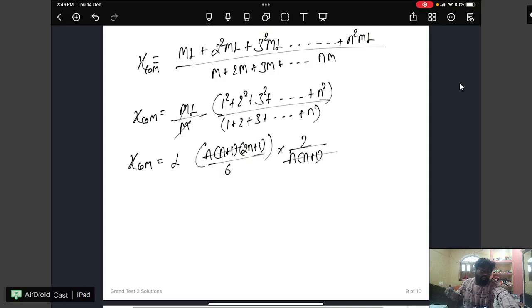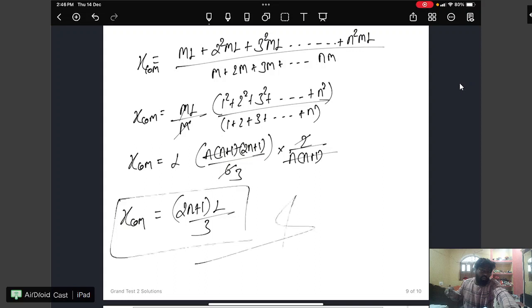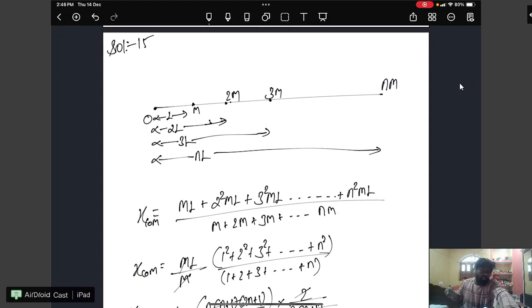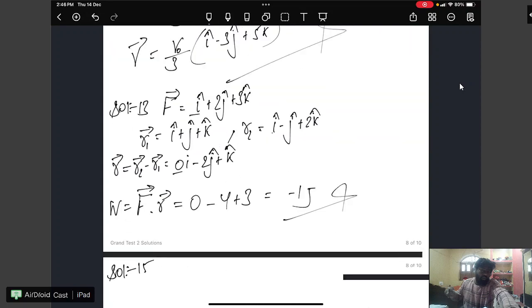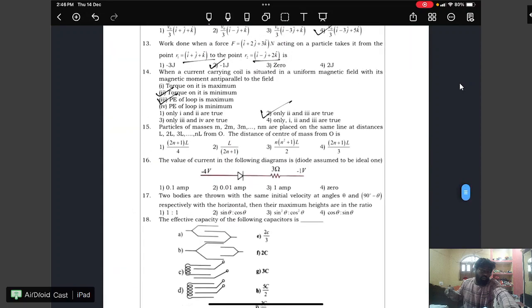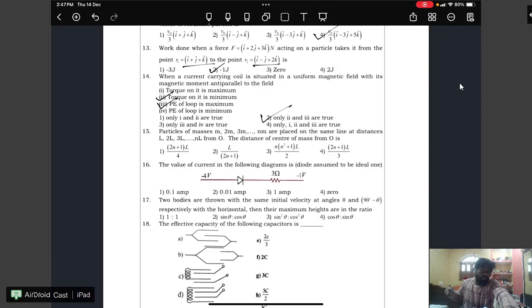N into N plus 1 and N into N plus 1 cancel. 2 by 6 is 1 by 3. So the center of mass is (2N plus 1) L by 3. This is the answer. Hope this is clear. So option 4 is correct. Now question number 15.